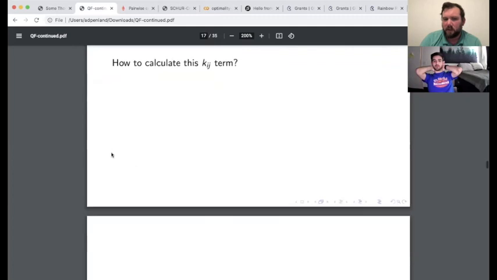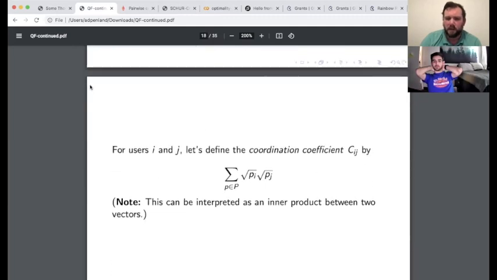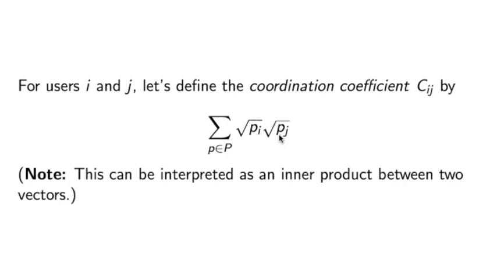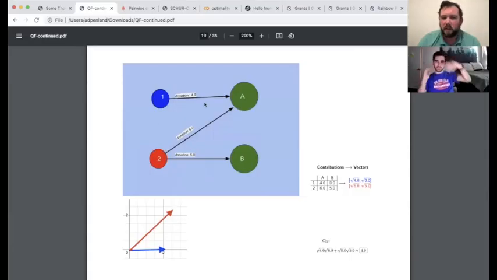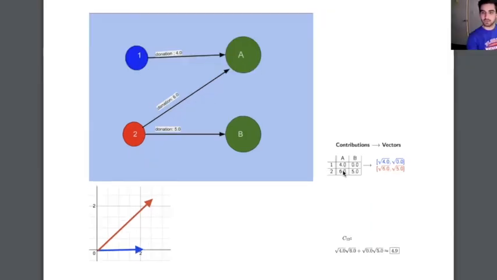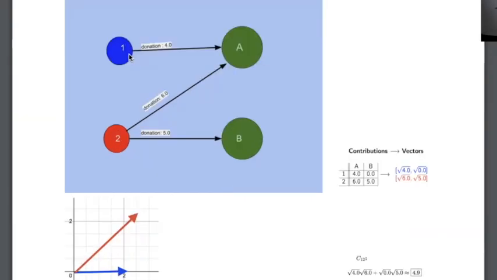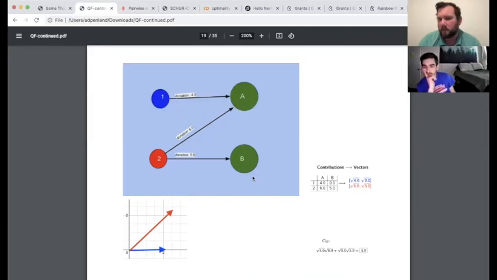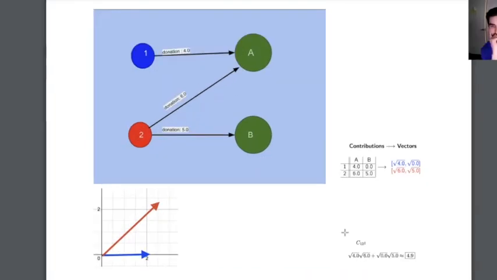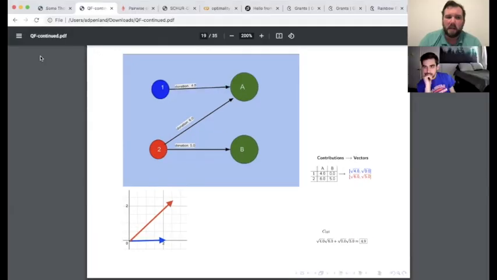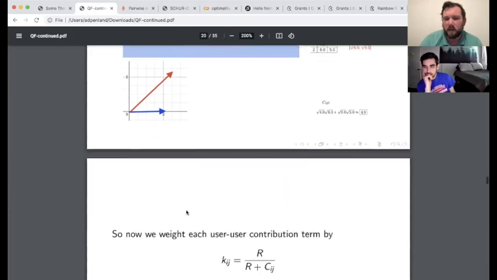So how do we actually calculate this? Well, we define the coordination coefficient as the inner product. If you think of this as a bipartite graph and look at the bipartite adjacency matrix with the weights, this is just the row by row inner product. If I look at a situation where I actually have this bipartite graph, this donation setup, you can look at this as vectors, right? Each user defines a vector where the entries of the vector are the contributions that they've given to the grants. To define this coordination coefficient, we just take the inner product. And then you take that coordination coefficient and use it to calculate the coordination penalty.